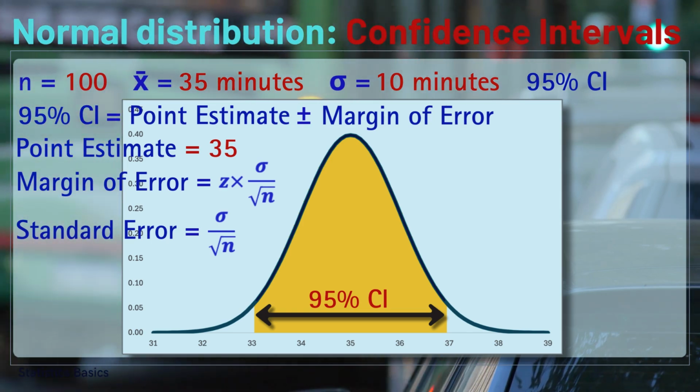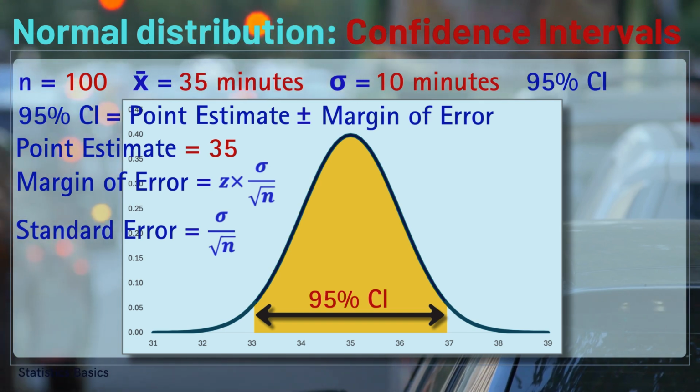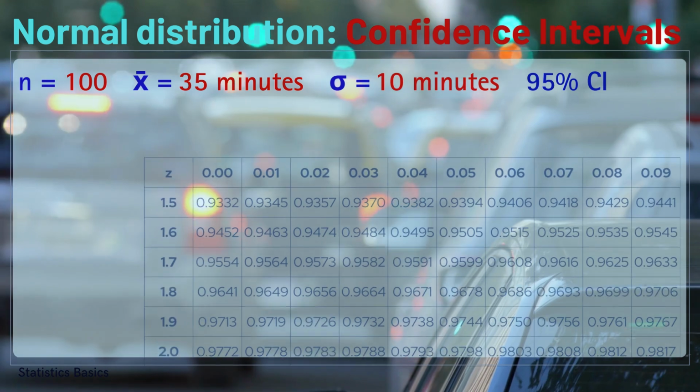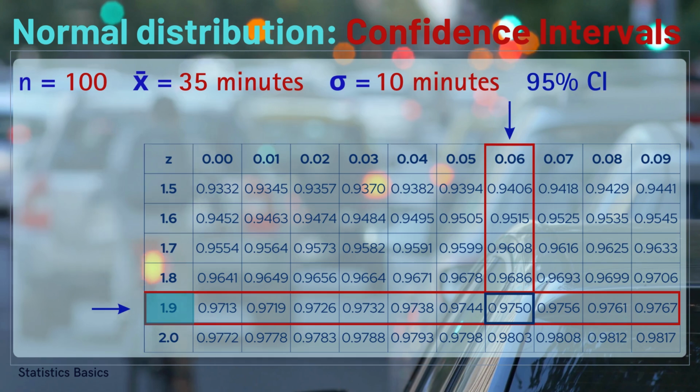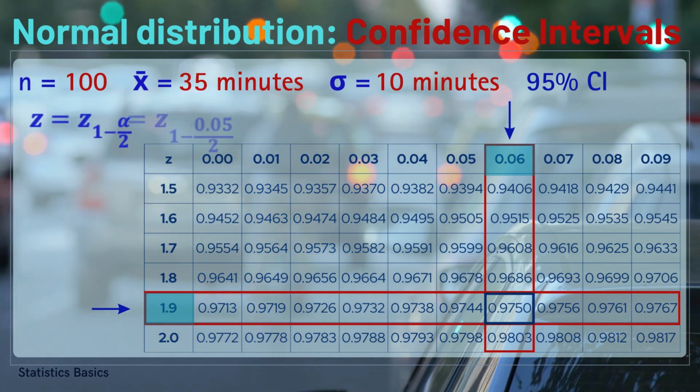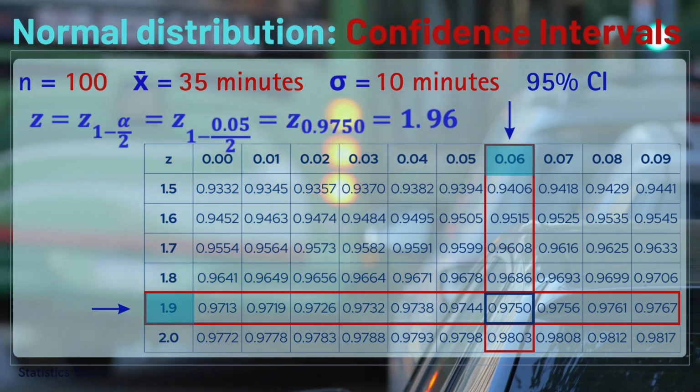Since we know the population standard deviation, we'll use the z-score from the z-table to calculate the standard error of the sample mean. For a 95% confidence interval, the z-critical value is 1.96, which is obtained by locating 0.9750 in the z-distribution table.